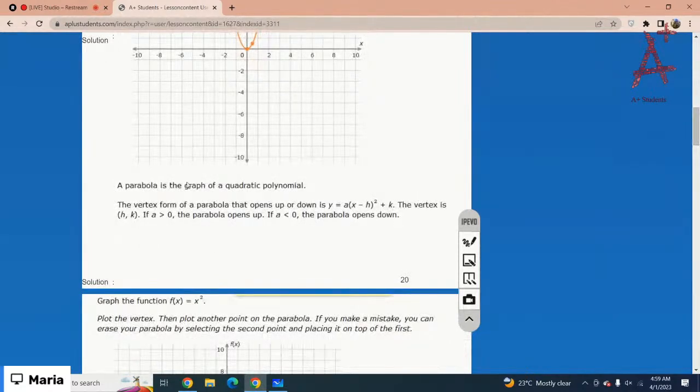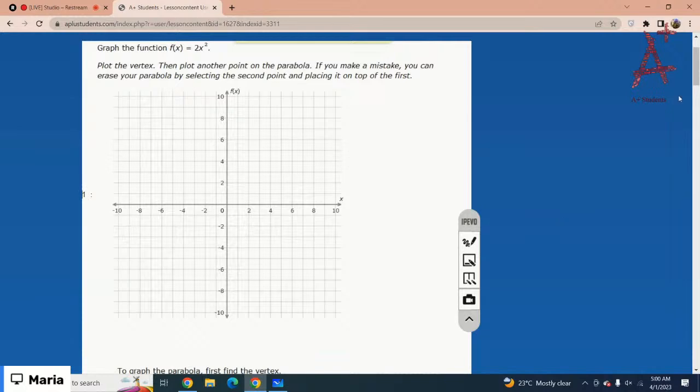Here, a parabola is a graph of a quadratic polynomial. What is a parabola? Basically, the parabola is like the graph of the quadratic polynomial. Got it? The vertex form of a parabola that opens upward is y equals a times x minus h whole square plus k. The vertex is h and k. If a is greater than 0, the parabola opens upward, and if a is less than 0, the parabola opens downward. Got it?